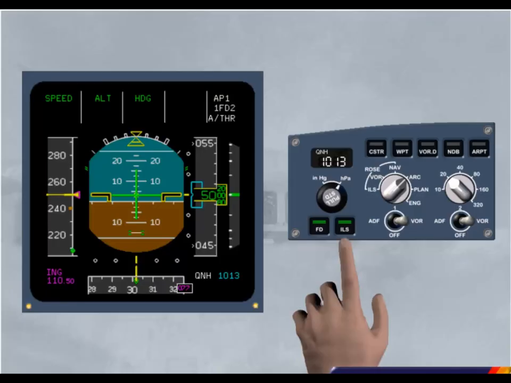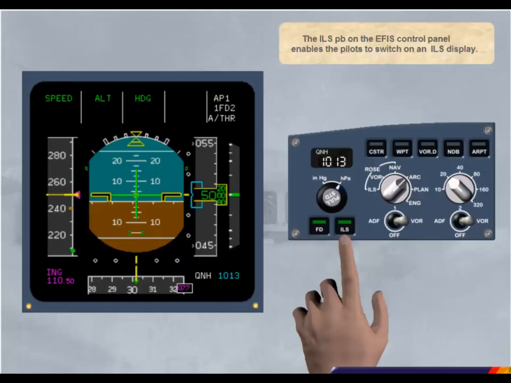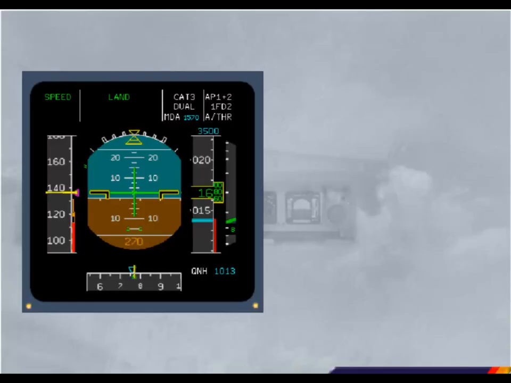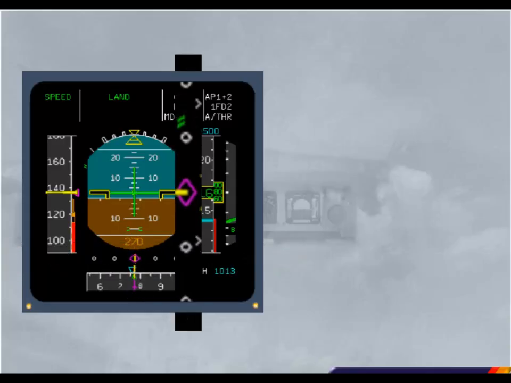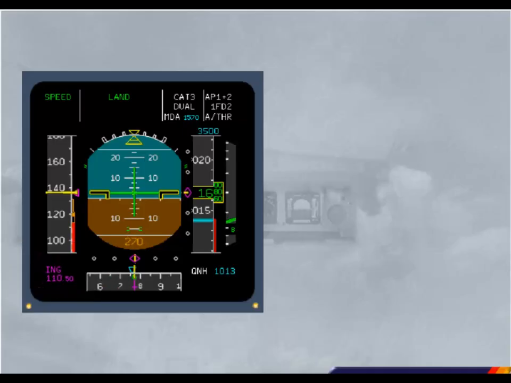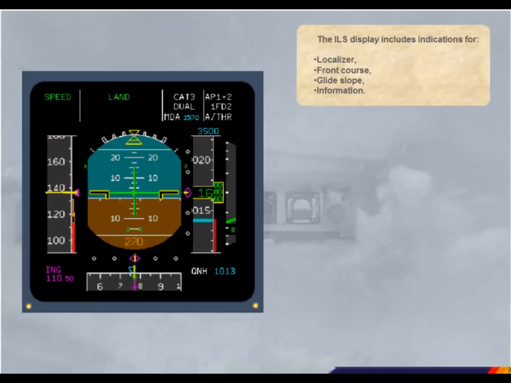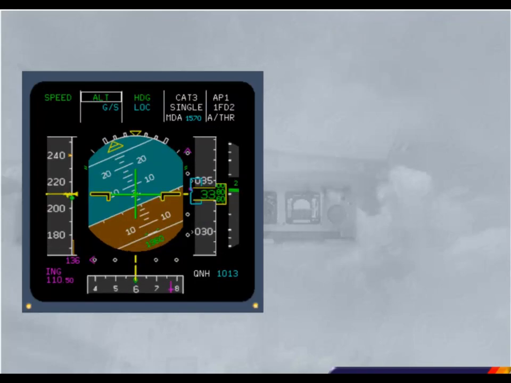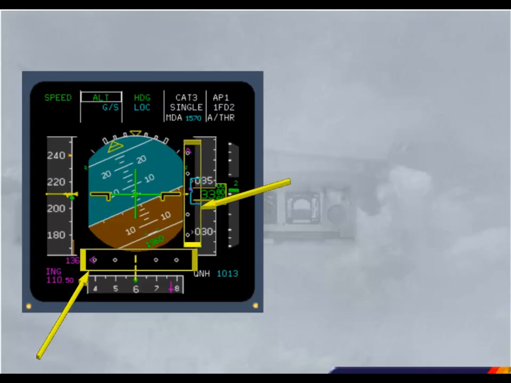The ILS push button on the EFIS control panel enables the pilots to switch on an ILS display. The ILS display includes indications for localizer, front course, glide slope, and information. ILS deviation information is displayed in the form of localizer and glide slope deviation scales.